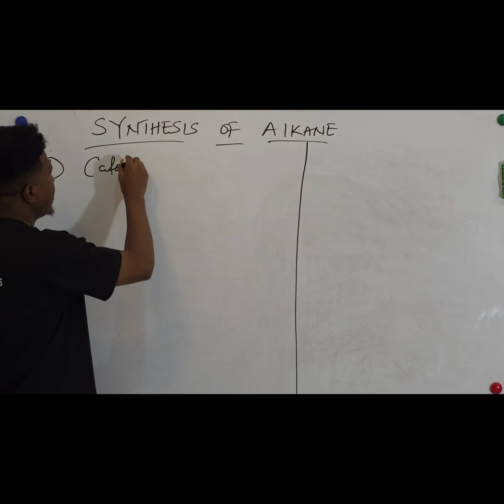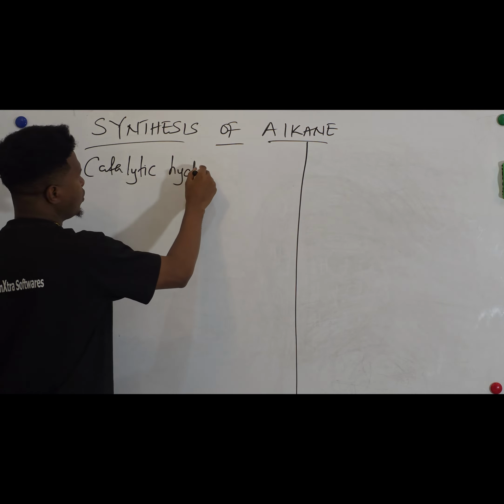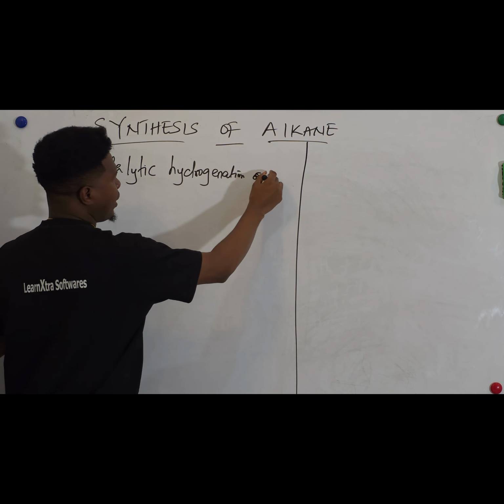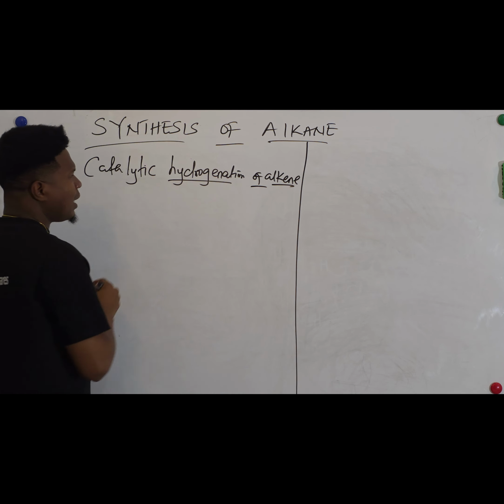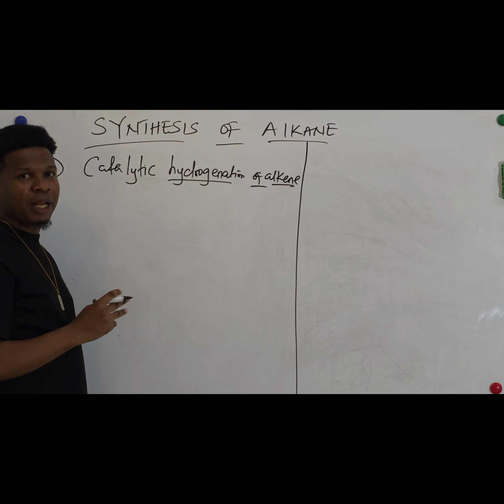catalytic hydrogenation of alkene. So when you hydrogenate an alkene in the presence of a catalyst such as palladium, platinum, or nickel, the reaction will give you an alkane.